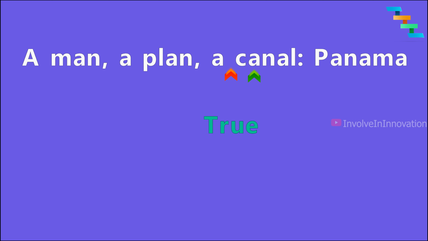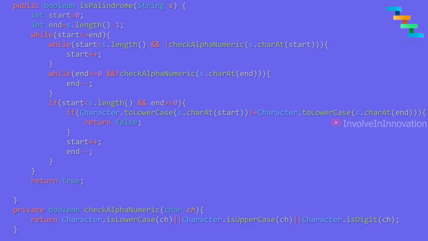Now we will see how to perform this in code. Here I am declaring two variables, one is start and one is end. The start points to the first character in the string and the end points to the last character in the string. This while loop will keep executing till the start is less than or equal to the end. Now we have a first inner while loop which checks if the start is less than the string length, and then checks whether the character is alphanumeric. If it is not alphanumeric, then we are incrementing the start pointer.